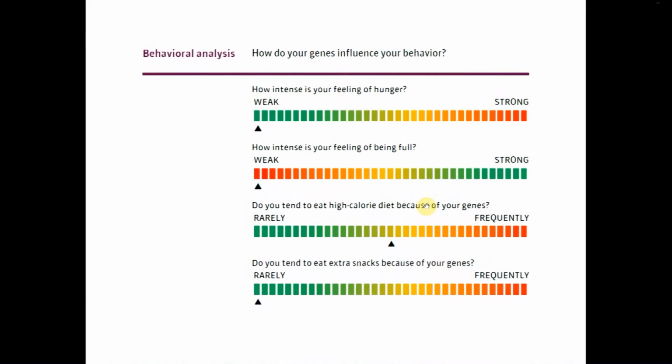So what we're going to find here, you might have observed this yourself. If your arrow is here, it means you have a weak feeling of hunger. Long periods without food are usually not a problem. If your arrow is here, you tend to be more hungry than other people, and longer periods of not eating anything might be more of a problem for you.